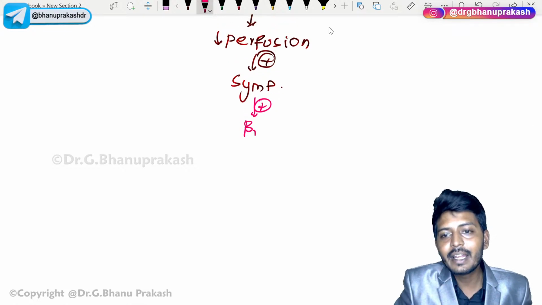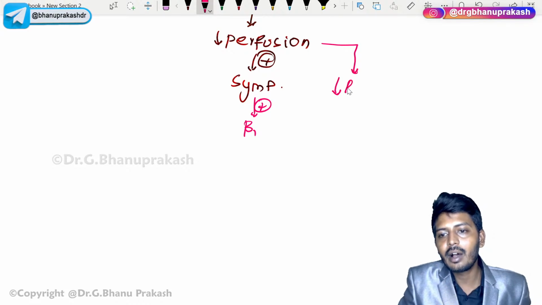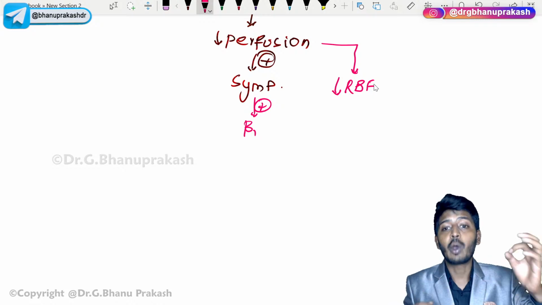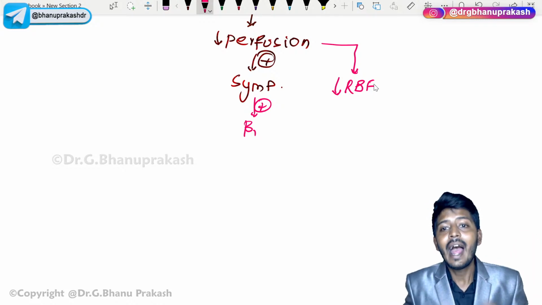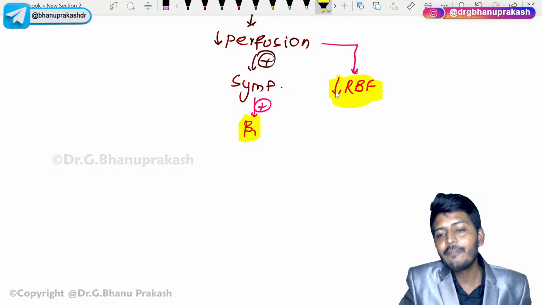And if there is a decrease of perfusion, that will also lead to one more problem, that is a decrease of renal blood flow. Decrease of which blood flow? Renal blood flow. So beta 1 receptors are activated, and also there is a decreased blood supply to your kidney. We call it a decrease of renal blood flow.